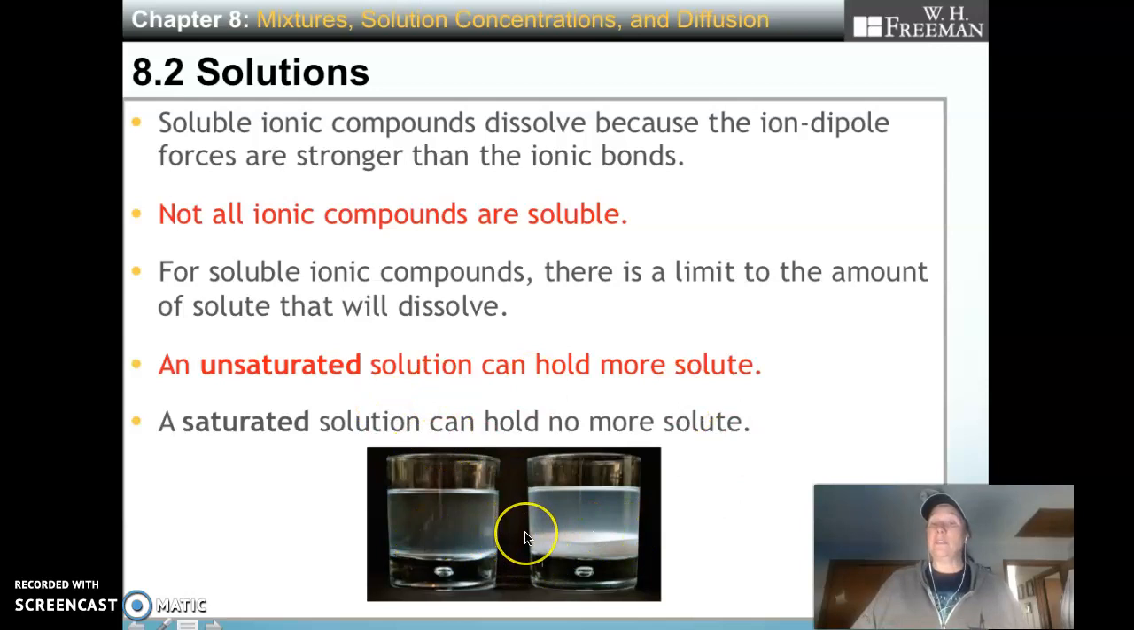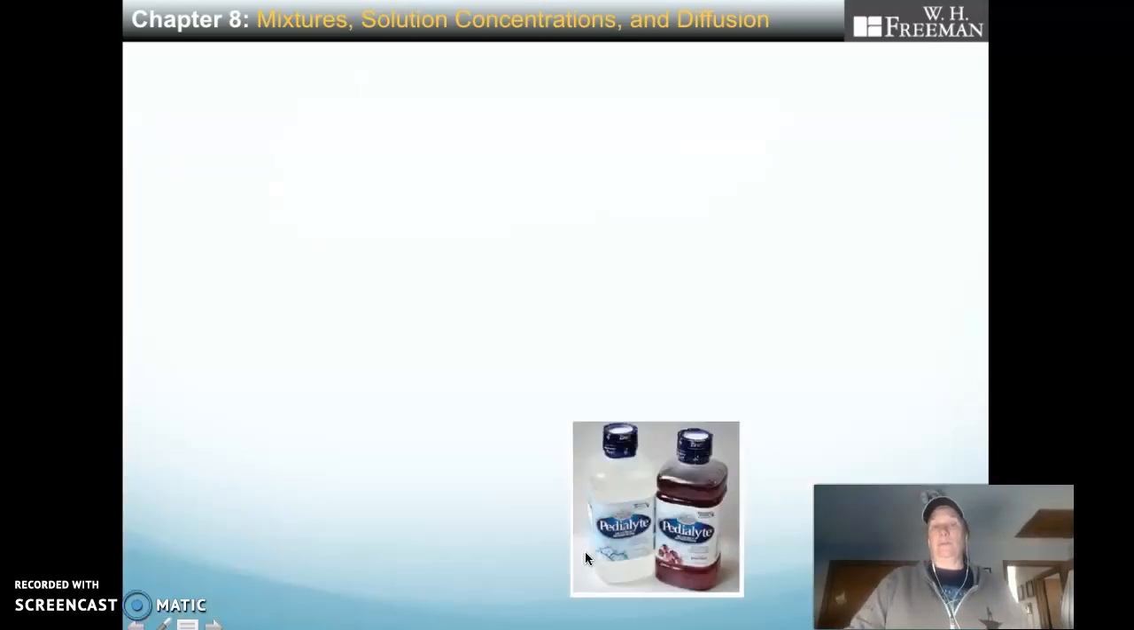Now you can do some things to change solubility. You can increase the pressure. One of the most common things is to increase the temperature. When you increase the temperature, you increase the solubility. In other words, it'll dissolve much more.